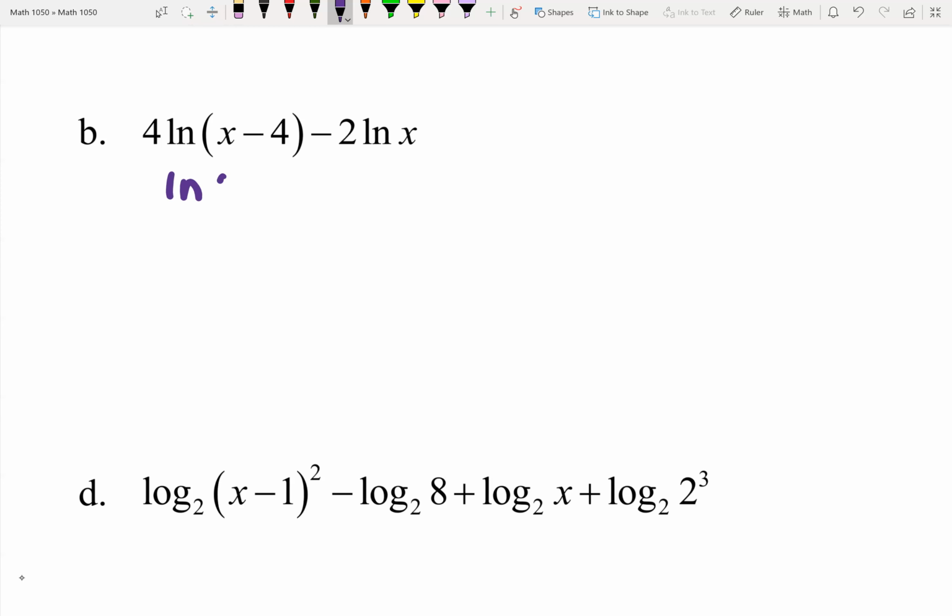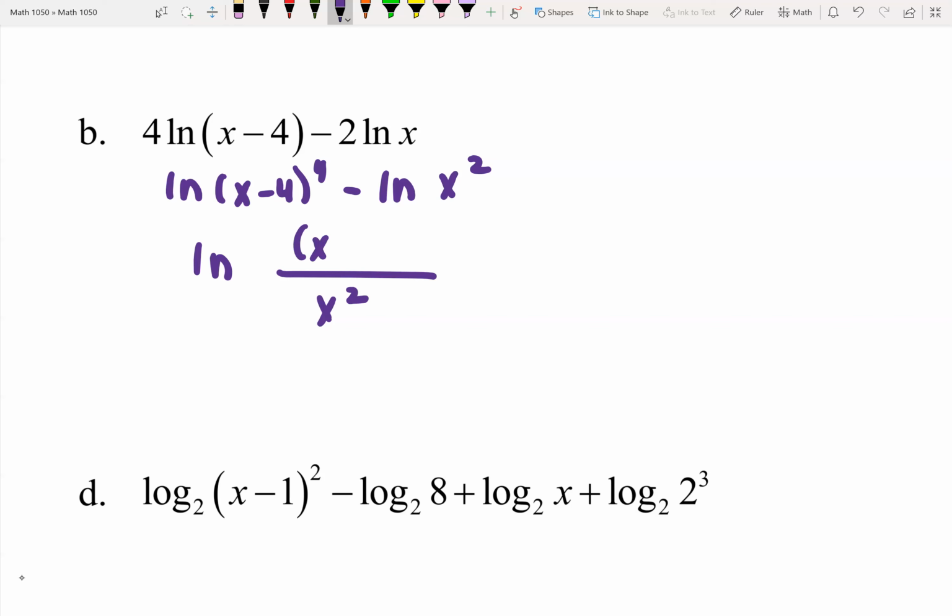So this is the ln of x minus 4 to the 4 minus the ln of x to the 2nd. I see a negative, which means I know I'm going to be dividing. So I'm going to make my fraction bar. The guy that's the negative goes on the bottom. So the x squared goes on the bottom. The positive goes on the top. And I'm done. I'm going to add brackets so it's clean. Literally, I'm done.